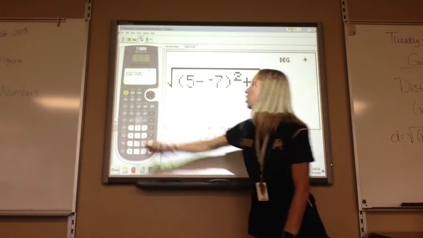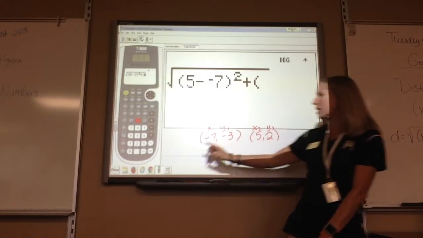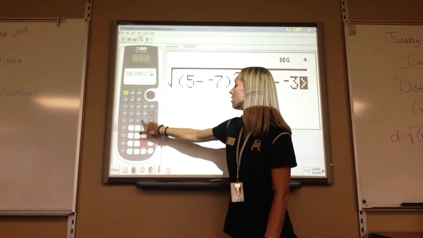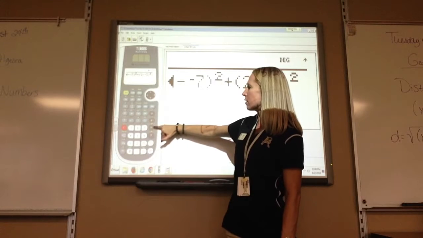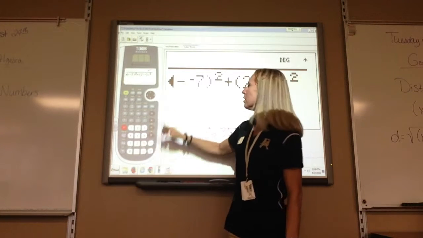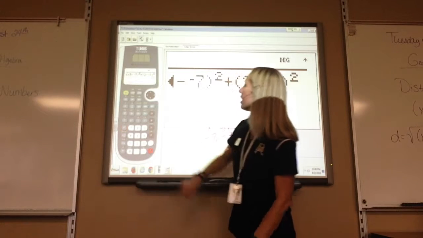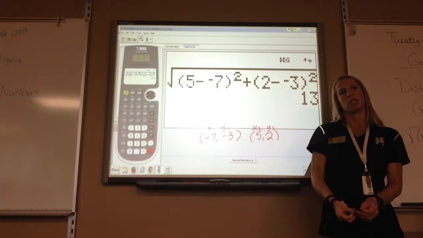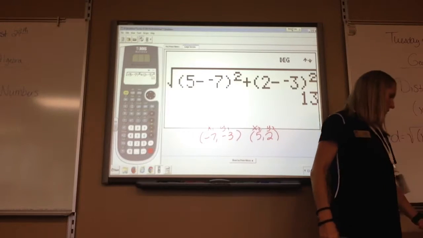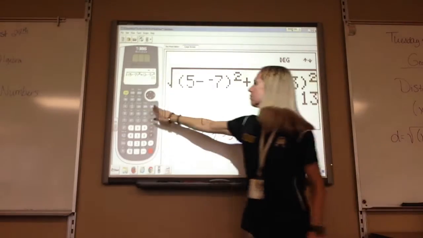And then I got to subtract my y's. 2 minus negative 3. Close parentheses and square it. And you guys know there's a difference between a minus sign and a negative sign, right? Yeah. It'll give you a syntax error. Close parentheses, square it, hit enter, and that answer is 13. Yep.